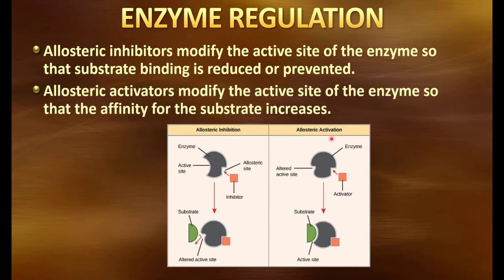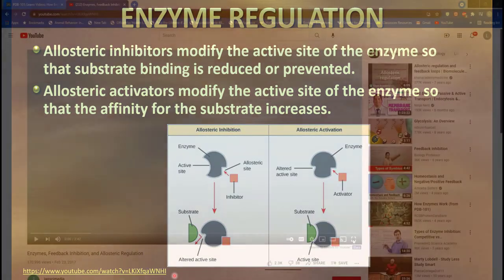On the right, we see the allosteric activator. When the activator is not bound to the enzyme, the molecule cannot bind to its substrate. When we add the activator, it now changes the shape of the active site so it can bind to the substrate and it's ready to catalyze that reaction. So we either turn it off or we can turn it on. Here we'll see a short video on enzyme regulation.